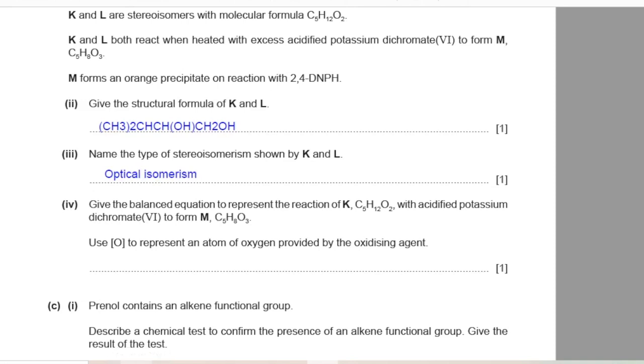Part 4, give the balanced equation to represent the reaction of K, C5H12O2, with acidified potassium dichromate to form M, C5H8O3. Use O symbol to represent an atom of oxygen provided by the oxidizing agent. So, the oxidizing agent oxidizes alcohol. So, C5H12O2, this is the symbol to represent an oxidation process happening. This gives C5H8O3 plus a water molecule. I need to write 3 here and 2 here. I added a water molecule on the right of the equation to balance my oxygen atoms.